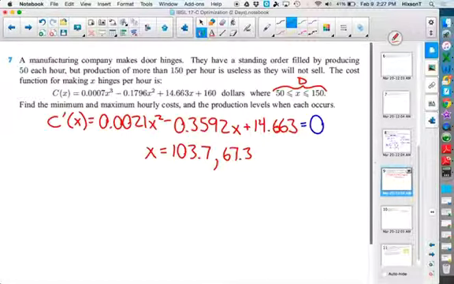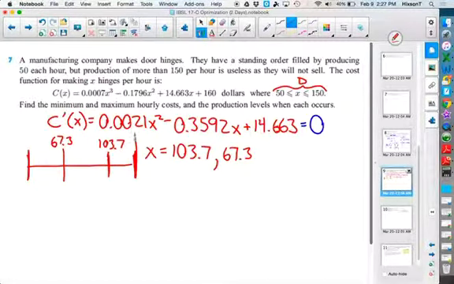values here where we can set up a sign diagram. Here's 67.3, and here's 103.7. Okay? So you put 1 at 50 and 1 at 150, or no? Well, 50 and 150 are just going to be the ranges, or the ends of our domain. Okay? So those are the boundaries here that we're going to deal with.